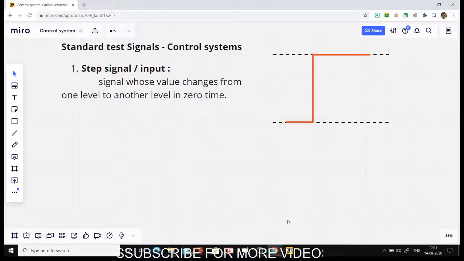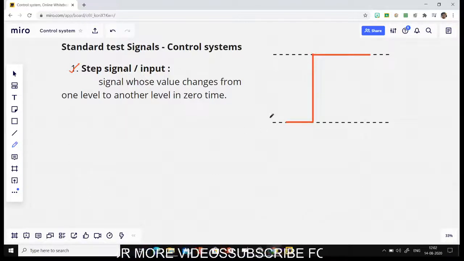Now when we talk about a control system, it is basically the relationship between output and input. And once you design a control system, you need to test that control system using various types of standard test signals. So today we will be talking about the first type of standard test signal, that is a step signal or step input. Now, what is step input? Step input is a signal whose value changes from one level to another level in no time or zero time.